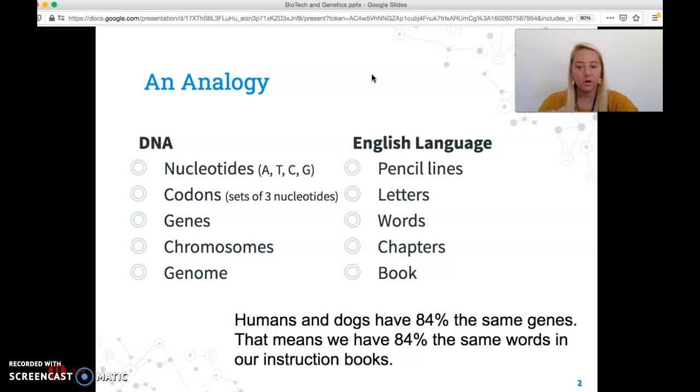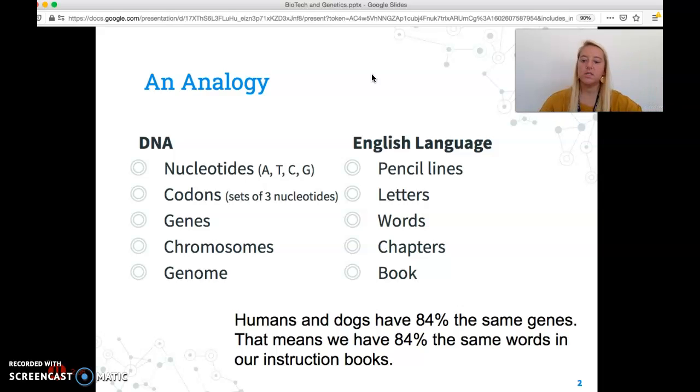Then we're getting a little bit larger, so a bunch of codons make up a gene. Genes are larger than codons. The different codons make up the different genes. Similarly, in the English language, the letters make up different words, right? Like D-O-G is dog, C-A-T is cat. If you go even smaller, you've got the pencil lines of the individual letters as well.